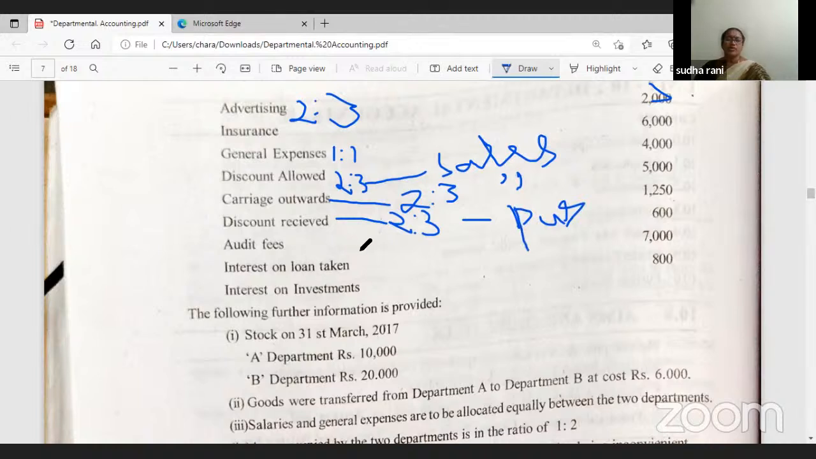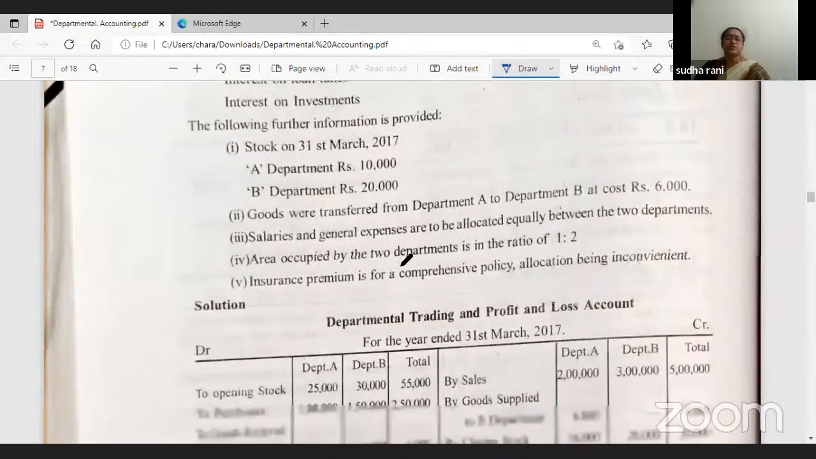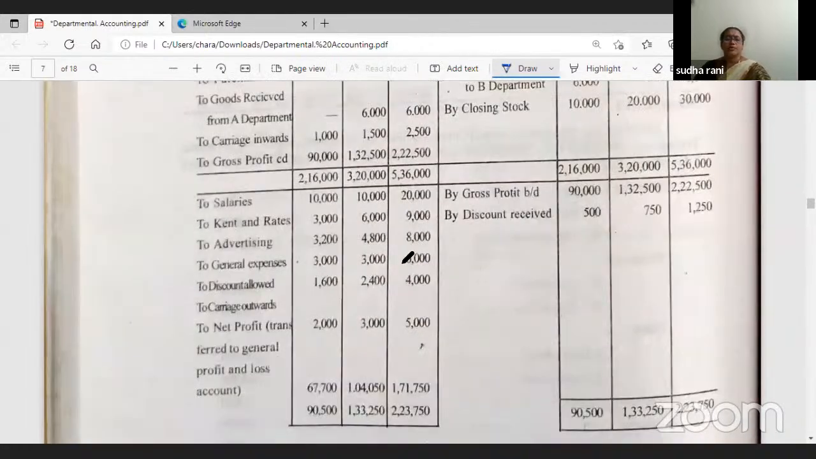Next, audit fee cannot be apportioned. Interest on loan also cannot be apportioned. Interest on investments also we cannot apportion. So after allocation of all the expenses, we complete the profit and loss account and find the difference between the debit and credit totals of the departments. Then finally you get the net profit of this amount.